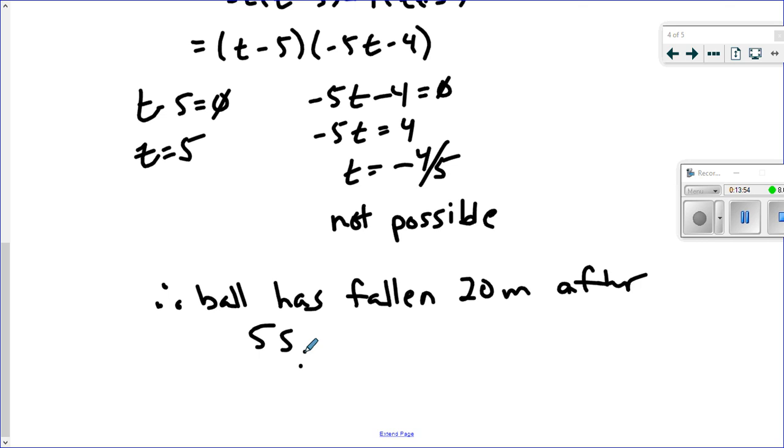And you can rephrase it however you want. I've chosen to go back to the human version. The ball has fallen 20 meters after 100 seconds, but the mathematical version of the ball is at 100 meters height after 5 seconds works just as well.